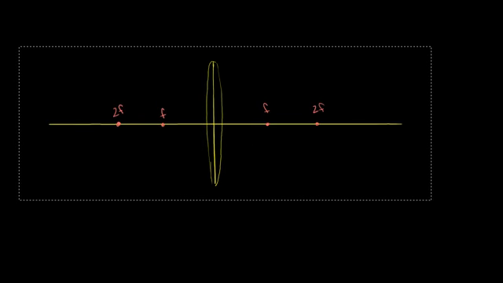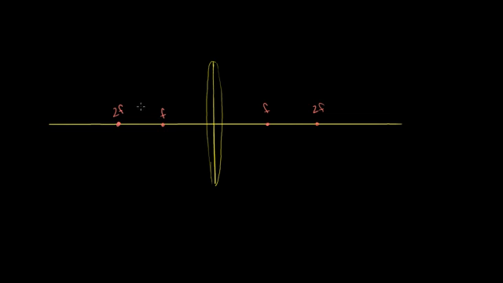So let's stick something between 1 focal length and 2 focal lengths. Let's put my object right over there. So once again, let's go parallel. We go parallel, then we will refract through the focus on the other side.